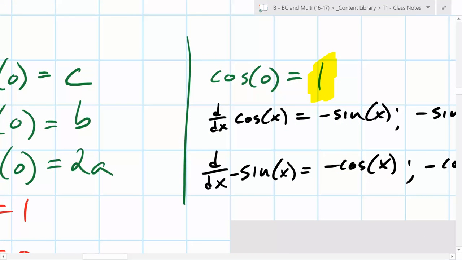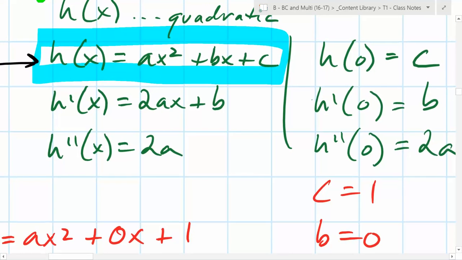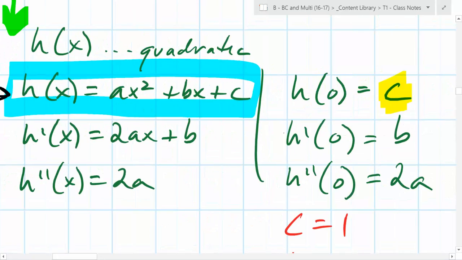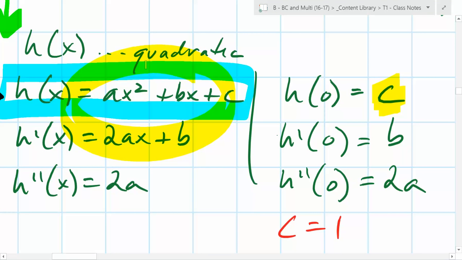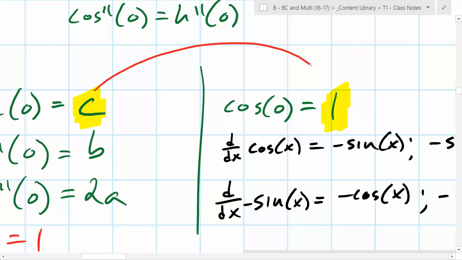So when cosine is zero, this function at zero, what was the original function? Oh, what is h of zero? Just c, right? Because what happens when you plug in zero right there? They all go away. What's the only term that's left? So what does c must be? C must be what? One. Are you okay with that?